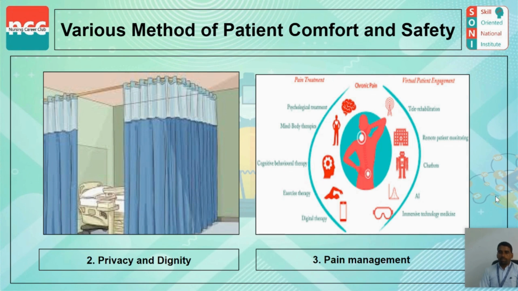Third one is pain management. And how can pain be managed? First of all, we think about the pain, what the criteria of pain are, and what may be the proper medication for pain management, and proper medicines should be given to the patient for proper well-being and healthy hygiene.